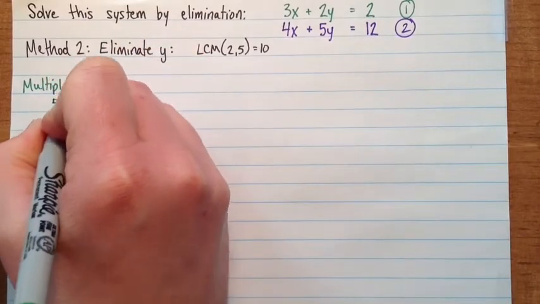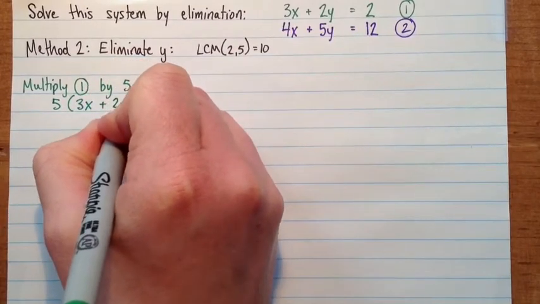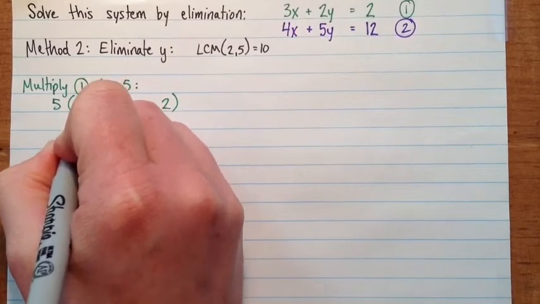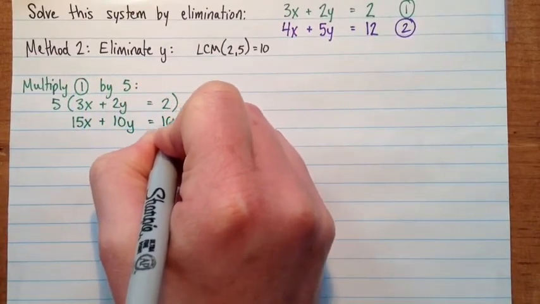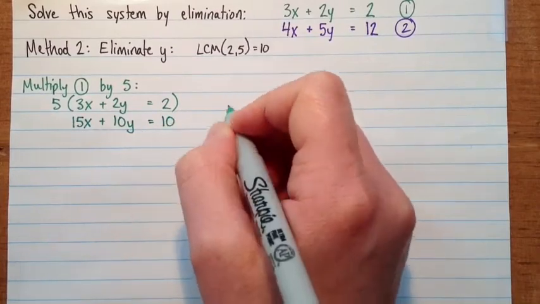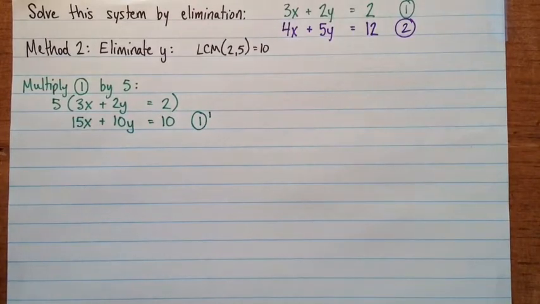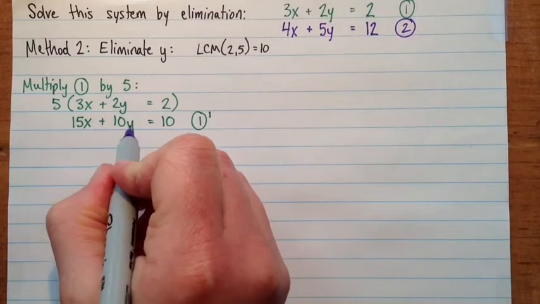So that gives us 5 times, and then I'll copy down equation 1. 3x plus 2y equals 2. So that gives us 15x plus 10y equals 10. So that is going to be equation 1 prime, because it's basically just equation 1, but I just multiplied both sides by the same number. Okay, we got the 10y, that was what we wanted.